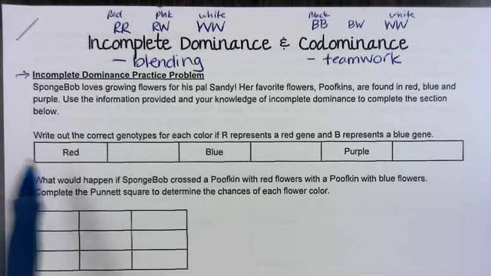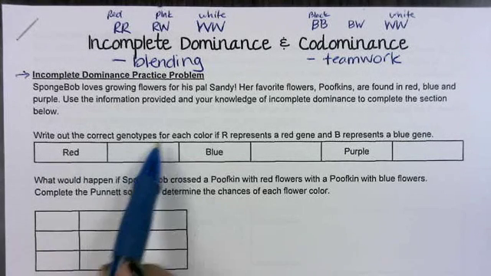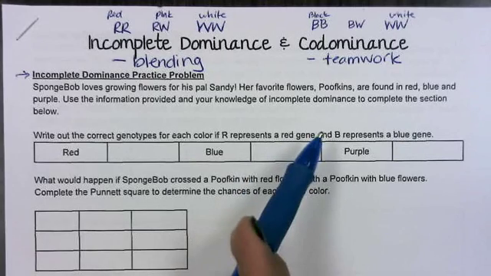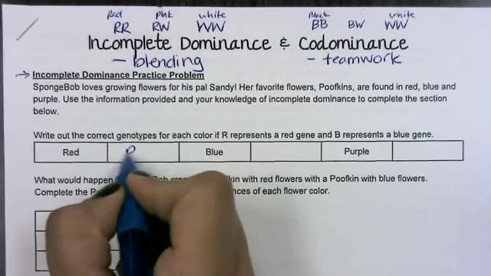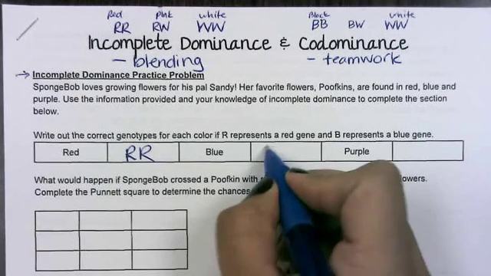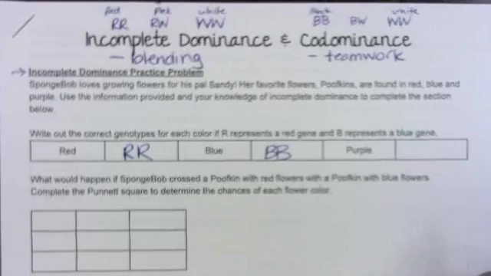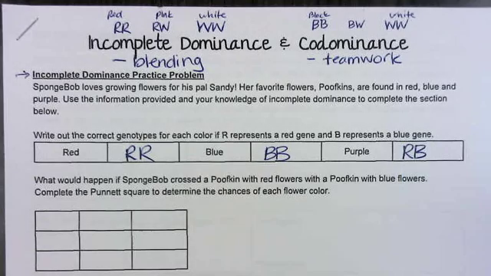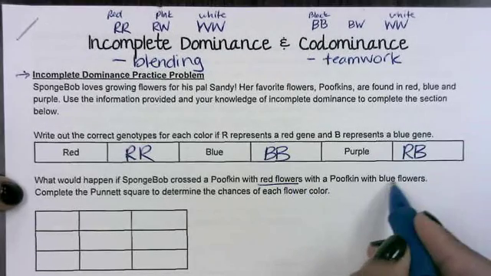So for the genotypes, capital R is going to represent red, and capital B will represent blue. So reds are going to be two capital R's, blue will be double B's, and if they're showing the intermediate, it's going to be RB because it's a combination of those two. So now it asks, what if SpongeBob crossed a puffkin with red flowers and a puffkin with blue flowers?